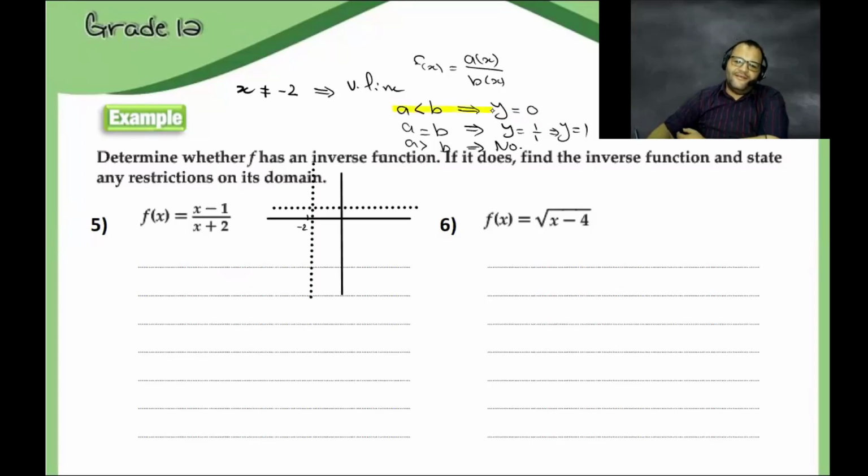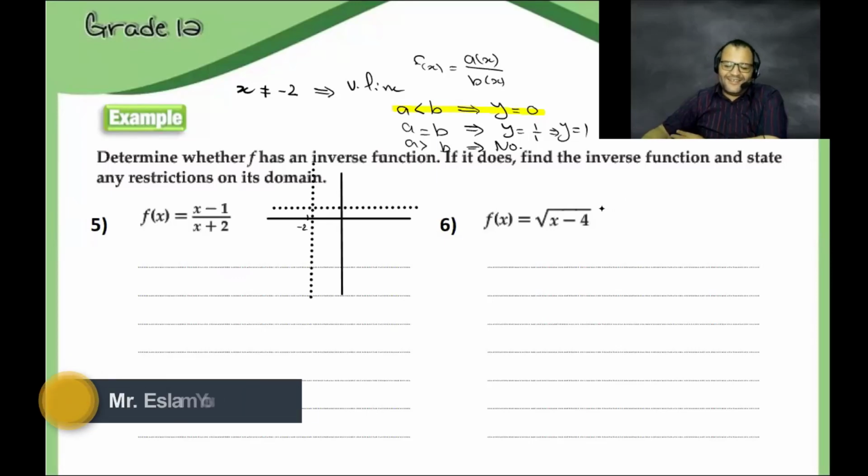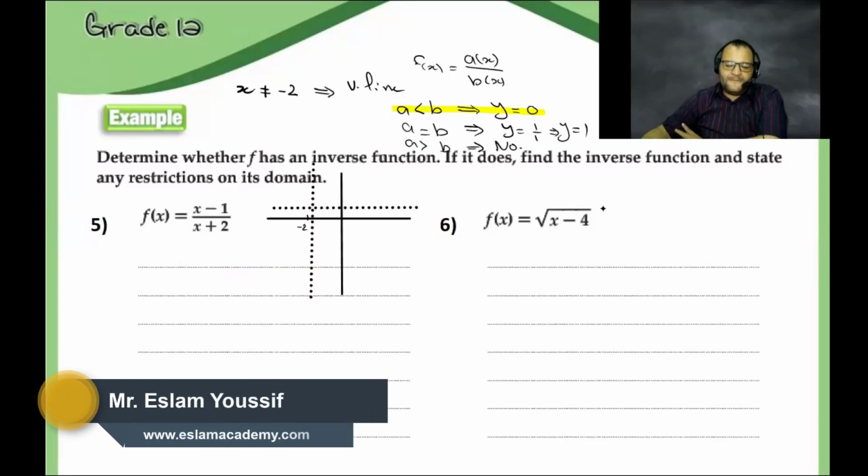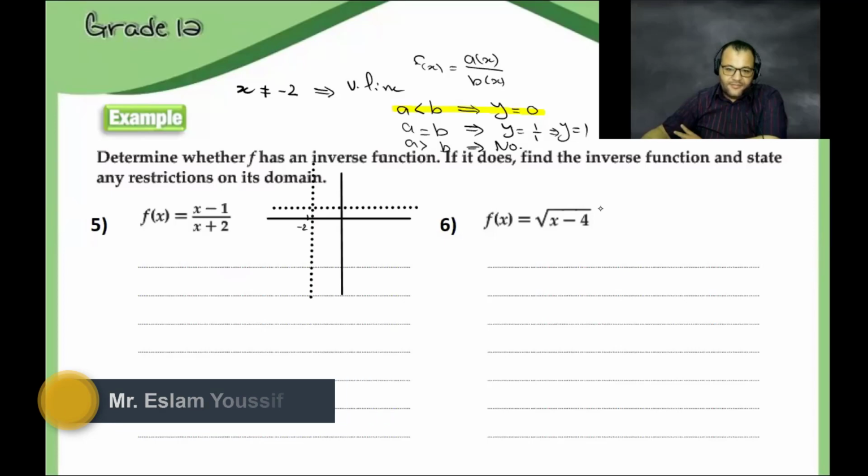Repeat after him. When A is less than B, the horizontal line is equal to 0.